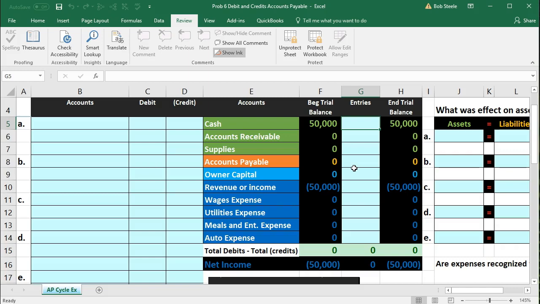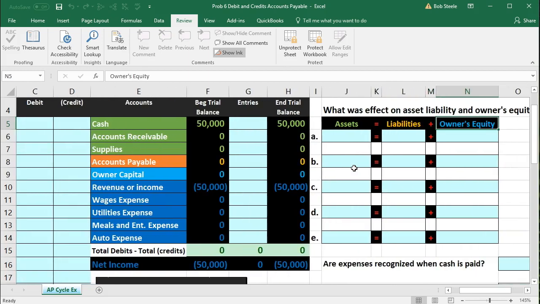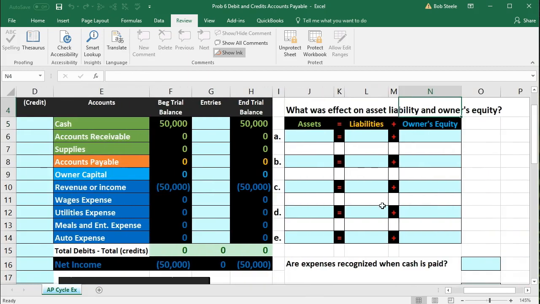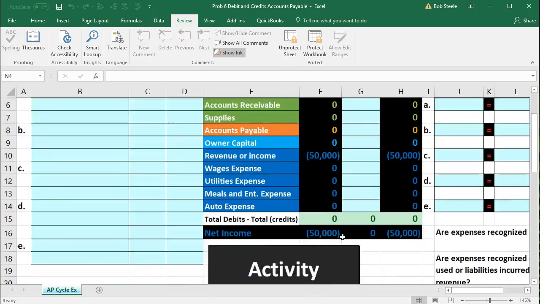Then we'll go through the full process and see the posting to the GL and then the creation of the trial balance. We'll also look at the accounting equation and see the effect on it. Therefore, we will see what happens in terms of debits and credits, and what happens in terms of the accounting equation. So let's go down and take a look at the first activity.